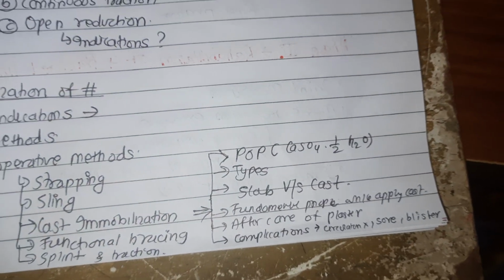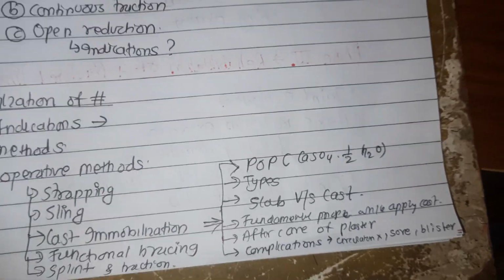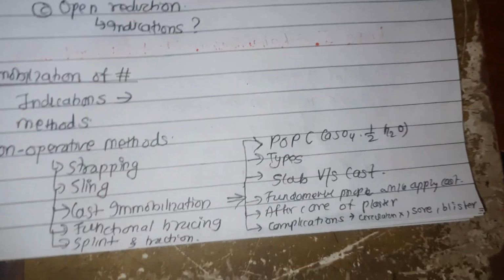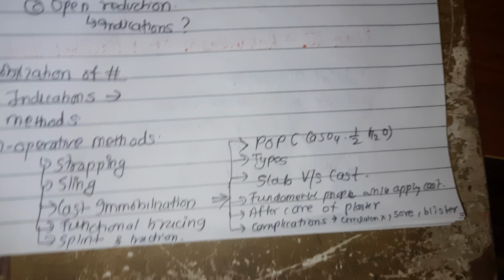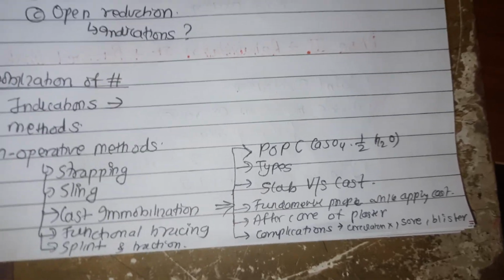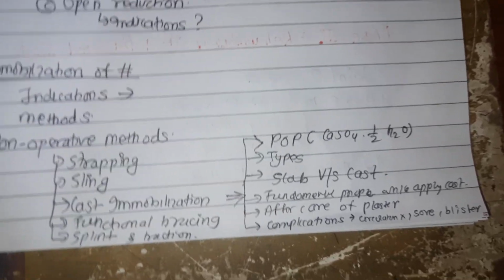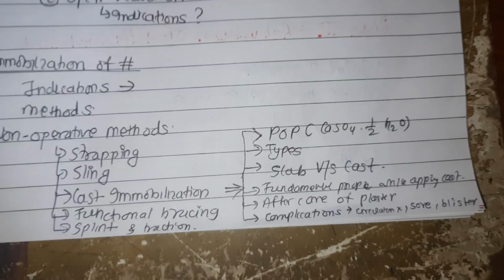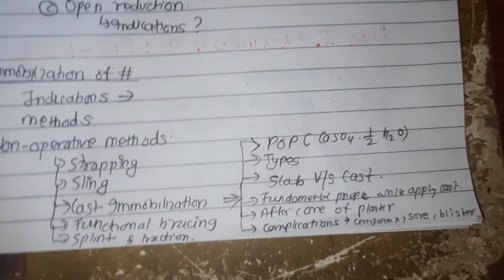And the blister inside the plaster, sometimes when a plaster cast or slab is applied to a fresh injury, due to ensuing edema and skin stretching, blisters develop inside the plaster. And the prevention by adequate padding and opening the plaster if too much pain is there.